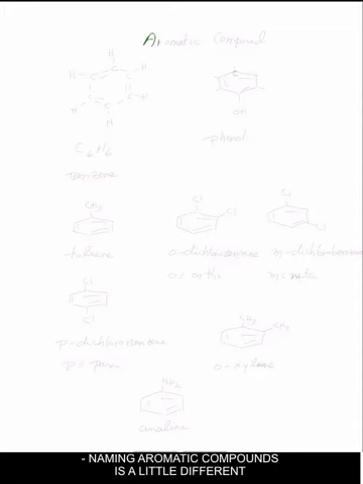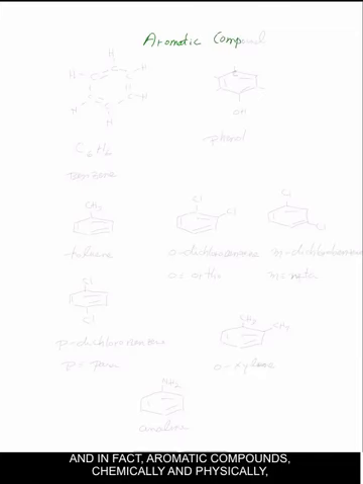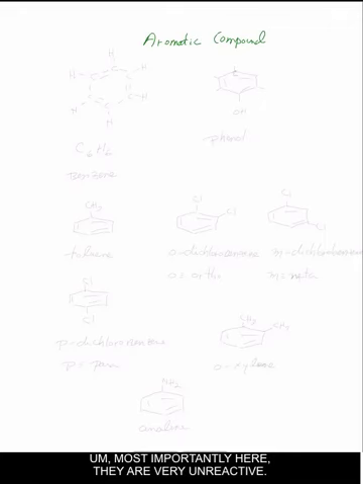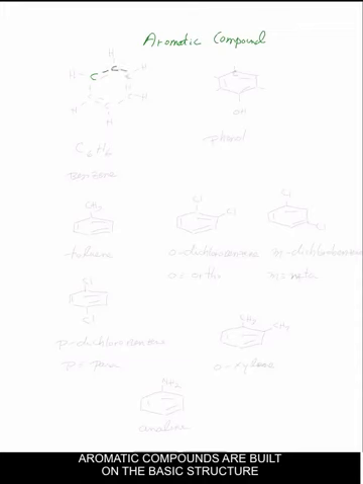Aromatic compounds are a little different from some of the molecules we've looked at before. In fact, aromatic compounds chemically and physically are rather different from alkanes, alkenes, and alkynes. Most importantly here, they are very unreactive. Aromatic compounds are built on the basic structure of a molecule called benzene.